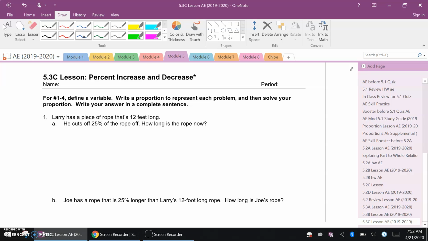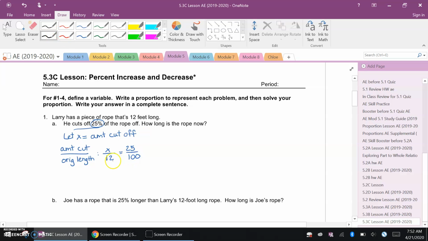So it says Larry has a piece of rope that's 12 feet long. He cuts off 25% of the rope. How long is the rope now? So the first thing we need to do is let x equal the amount cut off, because we need to find that number first. So if we have the amount cut off over the original length, we will have x over 12 and then equals, again we have our percent, so percent is out of 100.